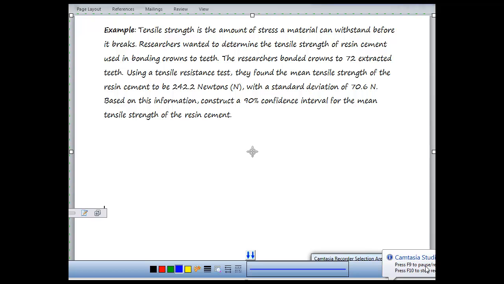In this video, we want to look at how we can use our calculator to help us construct t-intervals for confidence intervals for the mean. So let's look at this problem.